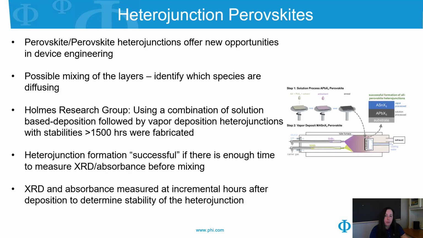So now we've established our base system, so we're going to look at some heterojunction perovskites. Perovskite heterojunctions can offer new opportunities in device engineering. There are potential issues of mixing of the layers. Could we identify which of these species are diffusing?